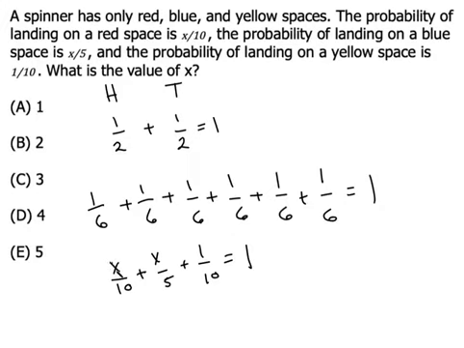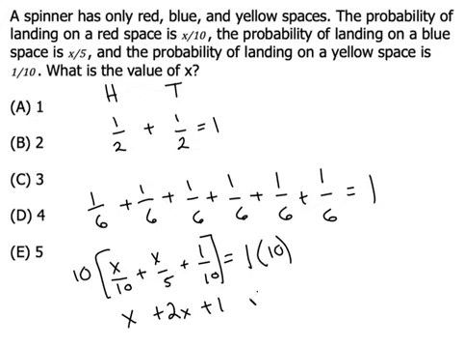All right, well, let's get to work. I'm going to multiply both sides by the same item. In this case, it looks like 10 is a pretty good candidate for that. Why don't I multiply that by 10, and I'll multiply that by 10. And what I get when I distribute this out is x plus 2x plus 1 equals 10.